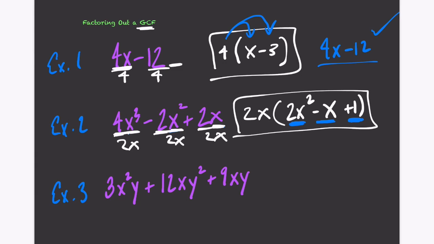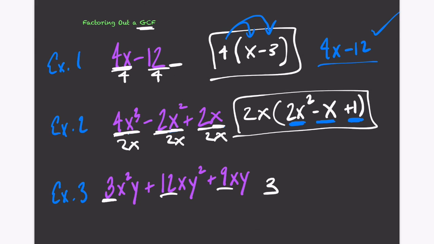What can we divide all of the terms by? Let's start with the coefficients. I can divide this by 3, and that by 3, and that by 3. I can't divide all of them by 9 or by 12 because those won't go into 3. So I'm going to pull out a factor of 3. And actually, I'm going to write that over here.